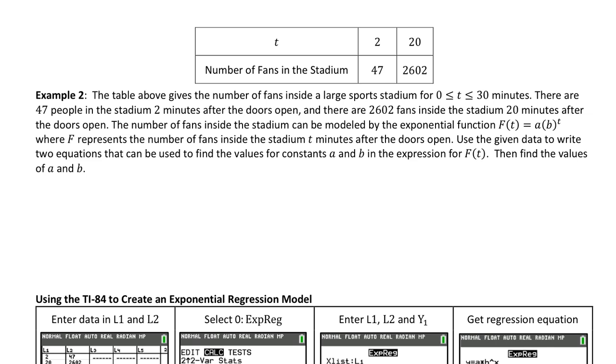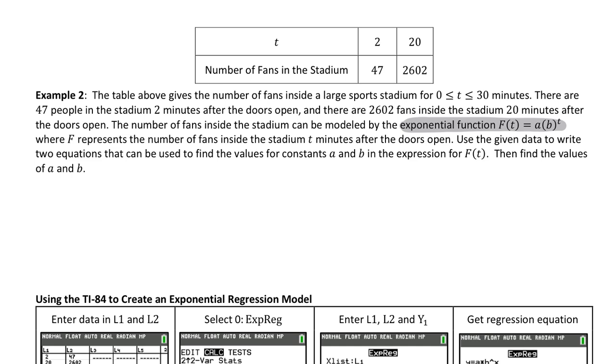It says the table above gives the number of fans inside a large sports stadium for 0 through 30 minutes. There are 47 people in the stadium 2 minutes after the doors open. There are 2602 fans inside the stadium 20 minutes after the doors open. The number of fans inside a stadium can be modeled by an exponential function. This is key because, obviously we're in the exponential unit, but this type of function is going to change on the FRQ, so you always identify the type of function. Where F represents the number of fans inside the stadium, and T represents minutes after the doors open.